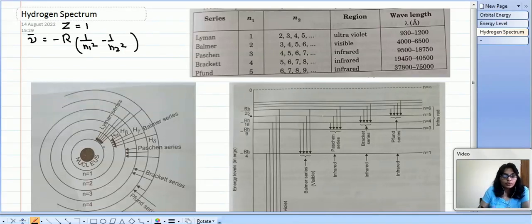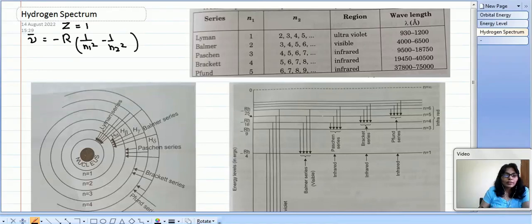So if we choose n is equal to 1, this is the first circle or first orbit. The electron may jump from 2 to 1, then from 3 to 1, 4 to 1, 5 to 1 and 6 to 1. So here the first term or fixed term is 1 and the running term is 2, 3, 4, 5, 6. Such types of transitions are known as Lyman series.